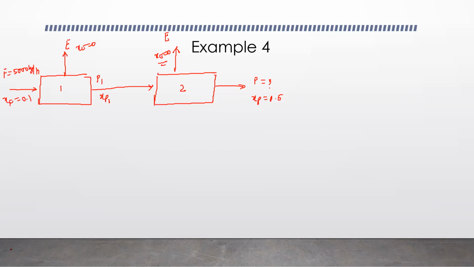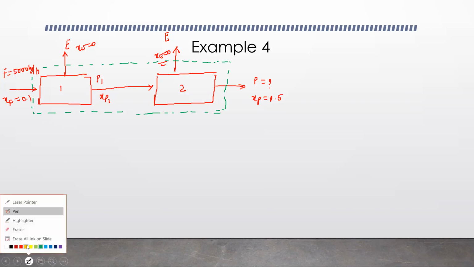So this is more than 1 unit, so we can definitely do it by making a green box. But again, we'll have to do material balance around unit 1, or around unit 2, because we need P1 and XP1. So one equation or 2 equations we'll form from the green box, and then we'll switch to either unit 1 or unit 2, depending on whichever way you're comfortable. So we are going to keep this green box.